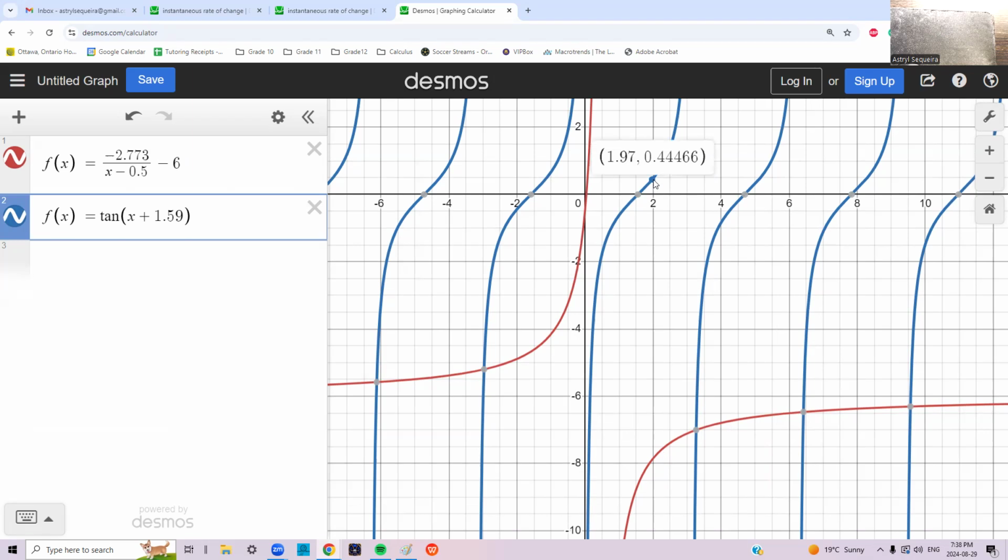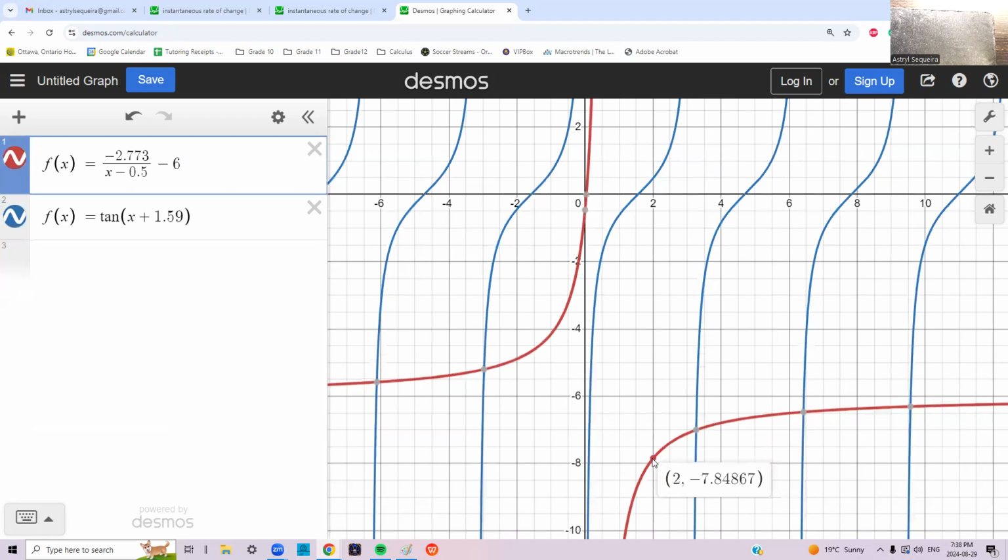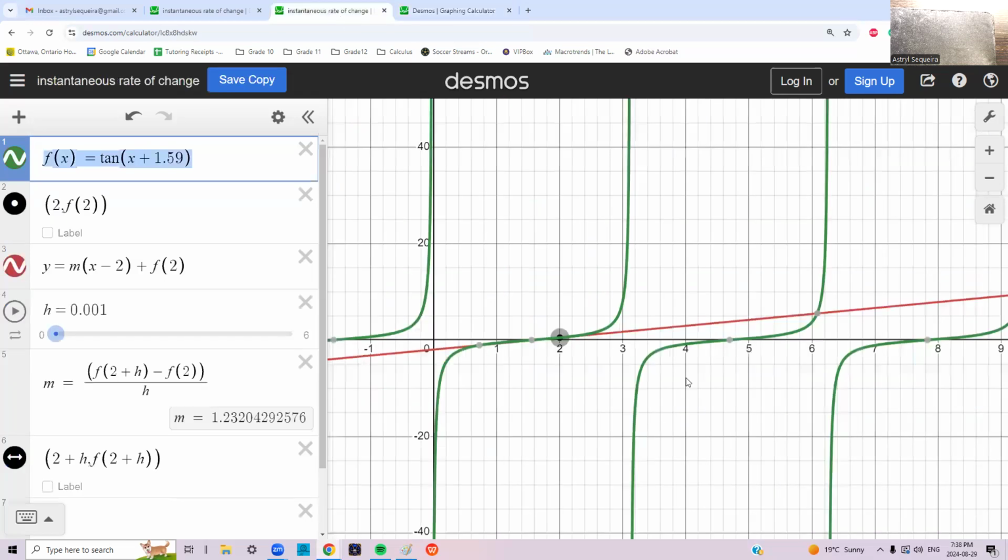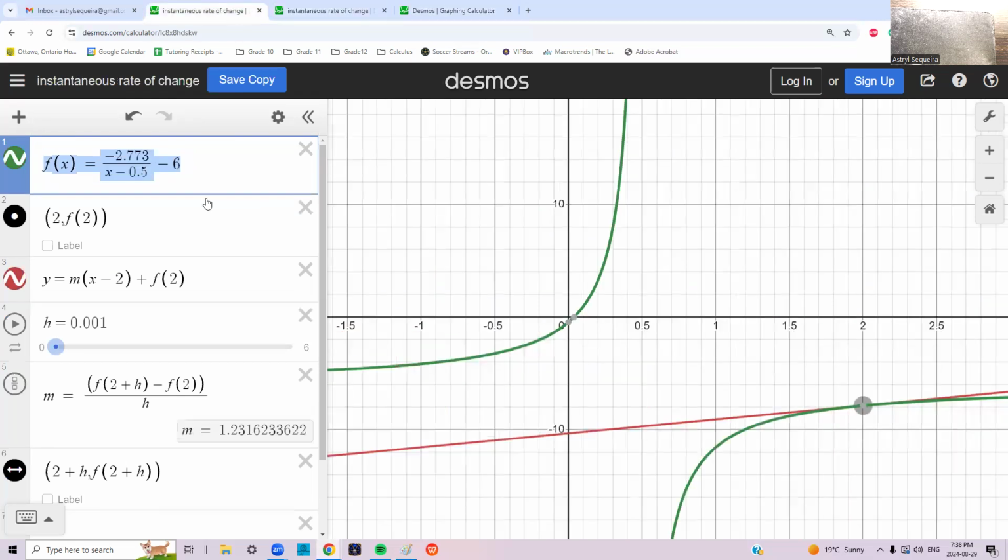Let me check those points again. 0.48 and 7.85. Okay, so I'm going to start by moving this down. Although I feel like something's not right here. Did I forget to do something?